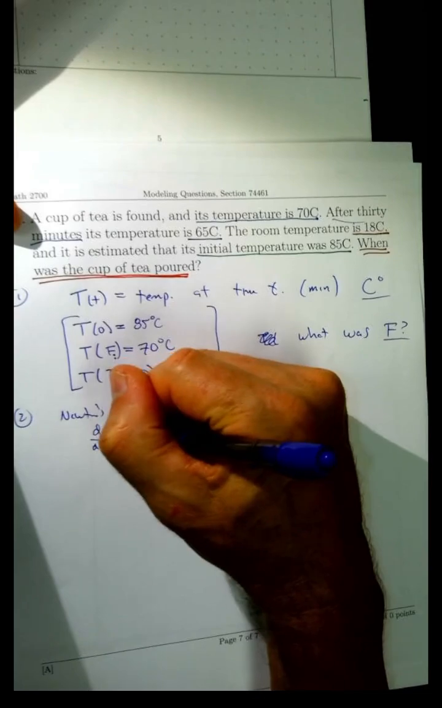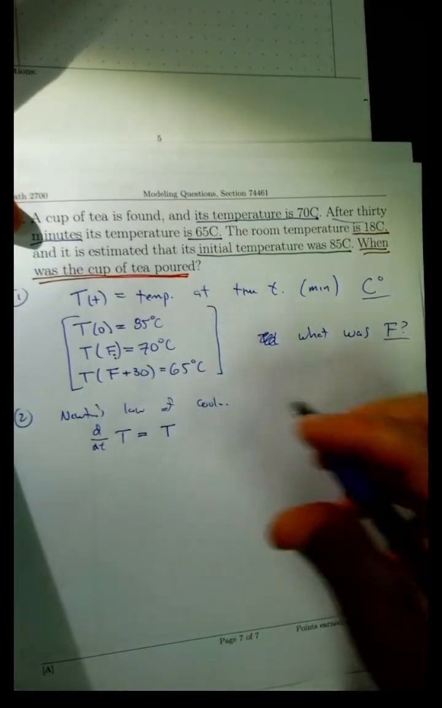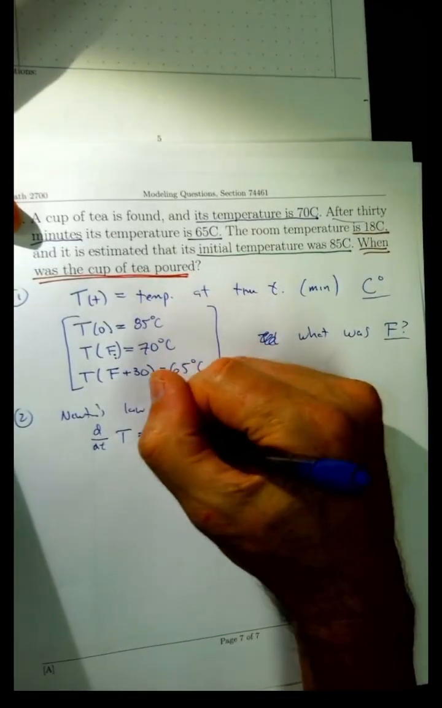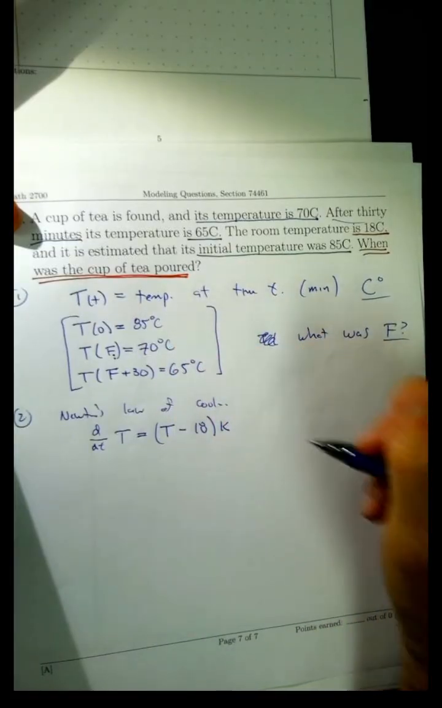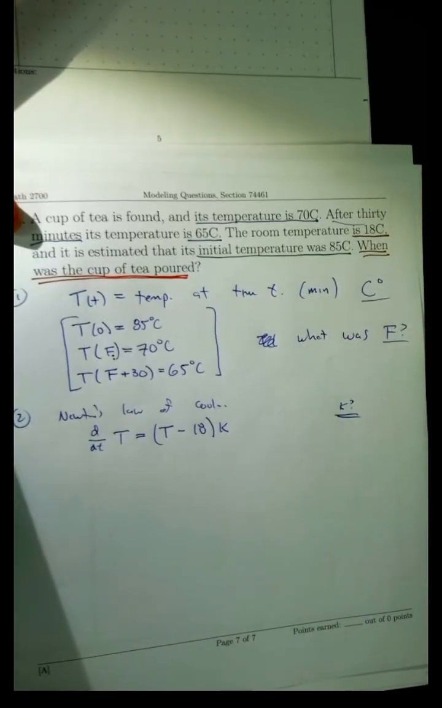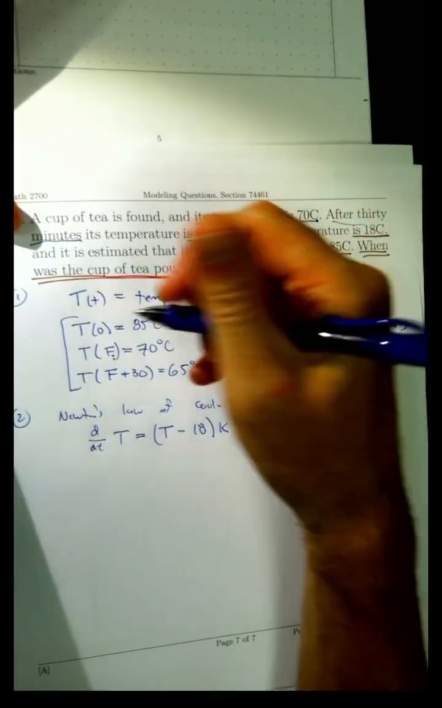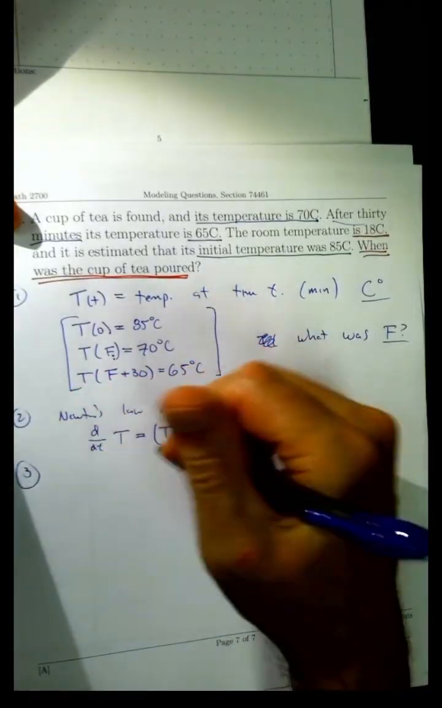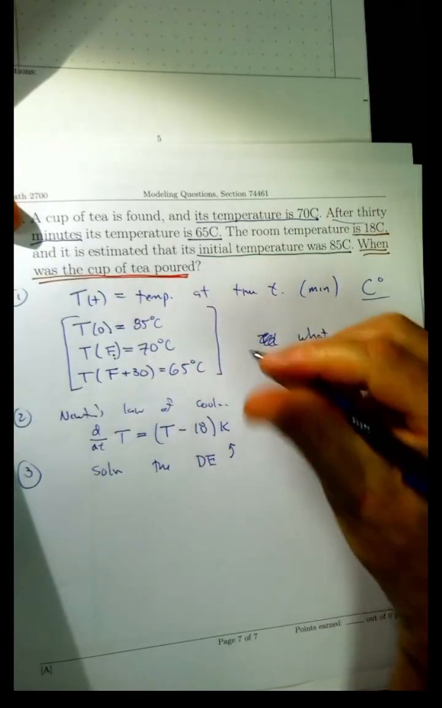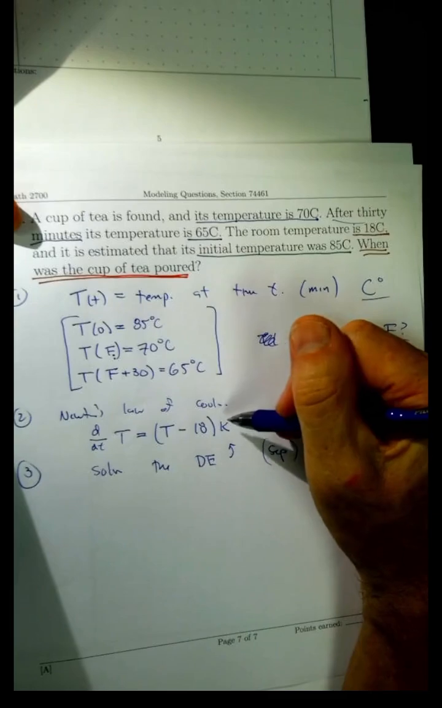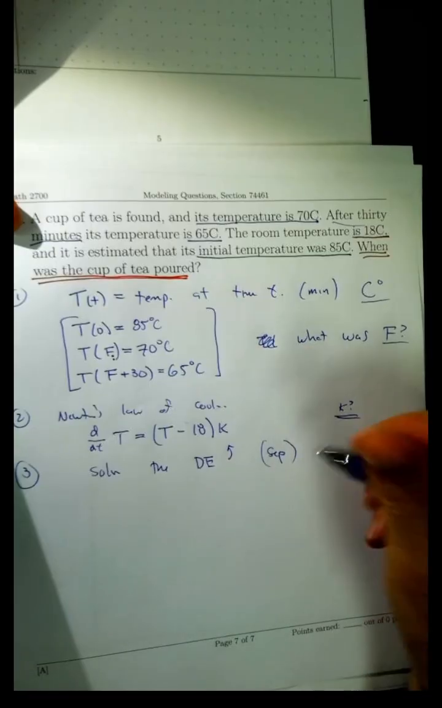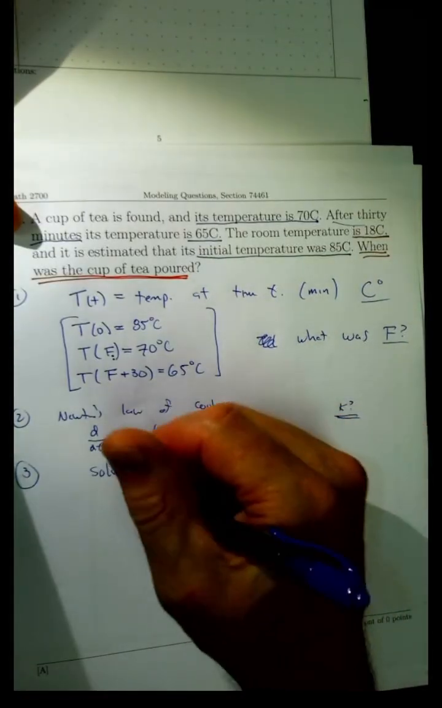So the rate of change of the temperature is going to be the temperature minus the ambient temperature, which is 18, but it's proportional to this, so this is times some constant k. And we don't know what k is, we just know it's some constant. And so what are we going to do? We're going to solve the DE. It looks like it's separable. We could use an integrating factor, but because there's no time in here, treating it as separable is probably going to be easier. So I'm going to try that.